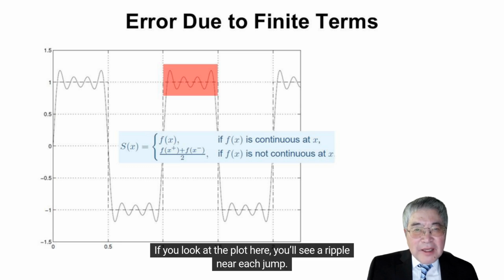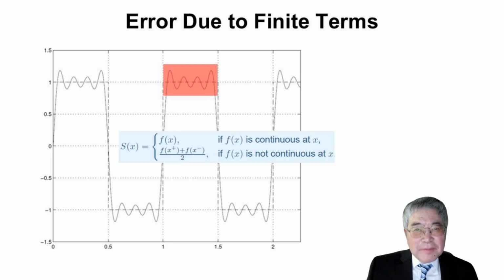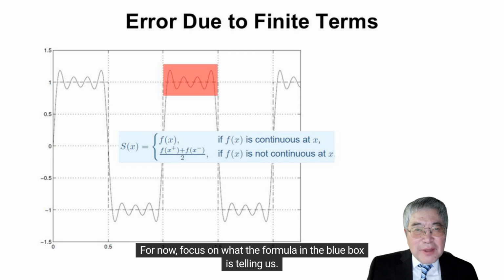If you look at the plot here, you'll see a ripple near each jump. These ripples don't go away even if we add more and more terms. This phenomenon is known as the Gibbs phenomenon, and we'll explore it in detail shortly. For now, focus on what the formula in the blue box is telling us. It describes the value that the Fourier series converges to at each point x.